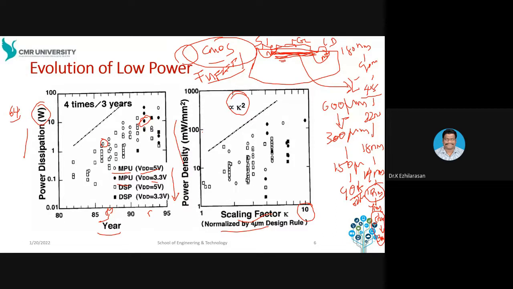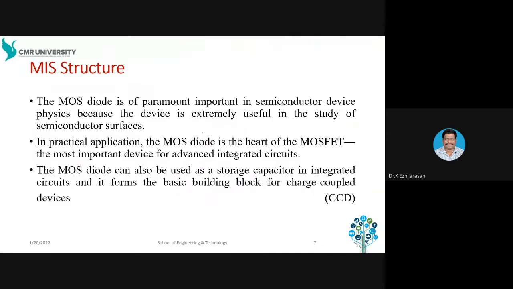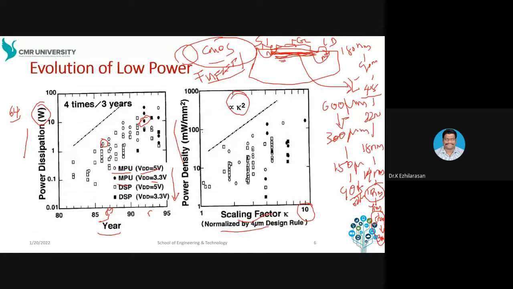After 1995, the market and the companies started to look into the power issue, because in the earlier days they were not at all worried about power. They were worried only about area and speed, that is, the delay of the circuit. But later they became worried about power also, because miniaturizing your circuit was a very important thing they brought. So next, in your VLSI.